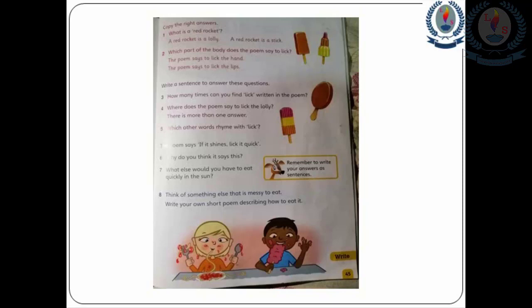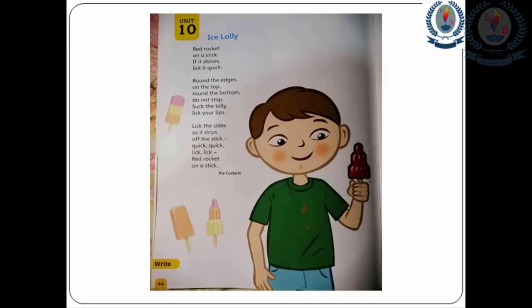Now I think you have an idea about these things. The cold things, these things we have to eat quickly when we are in the sun. Question 8 also, you can try to write a short poem. So children, you can add your own ideas. The poem you have to write is a short poem about something else that is messy to eat. Like an ice lolly, you can write a similar poem with your own ideas.